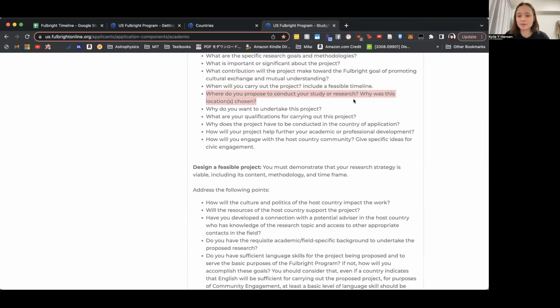So basically, hopefully, the location of your mentor, if you have one, or if you don't, where you hope to work, that kind of thing.